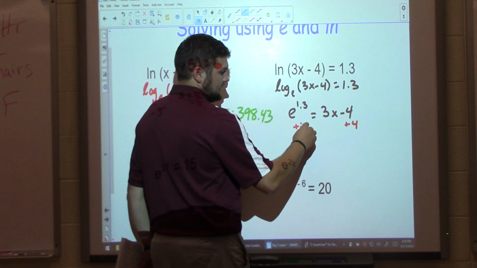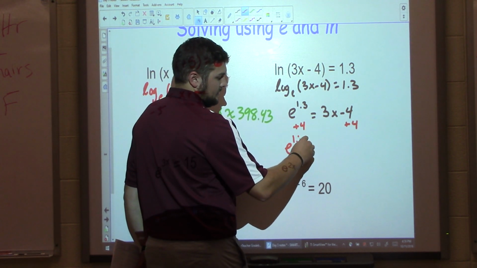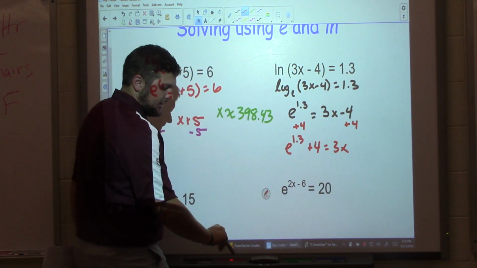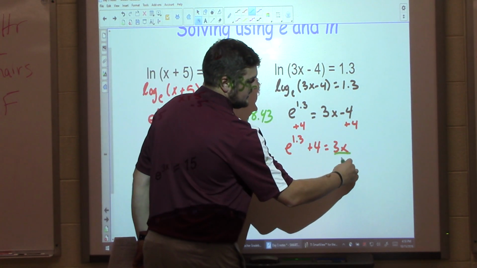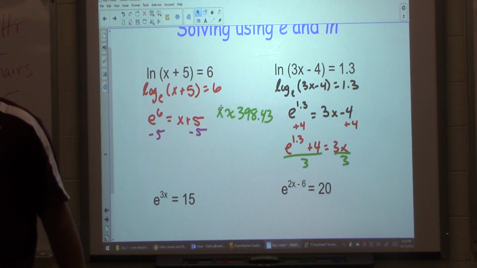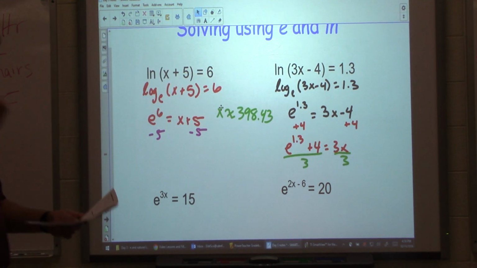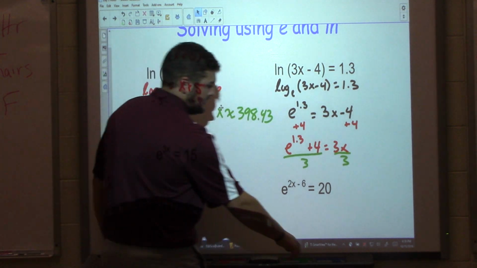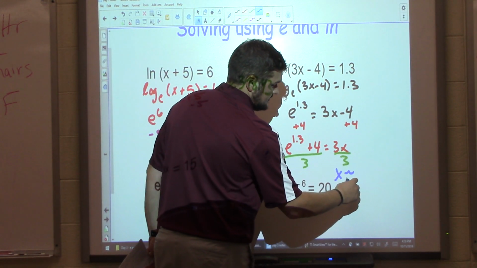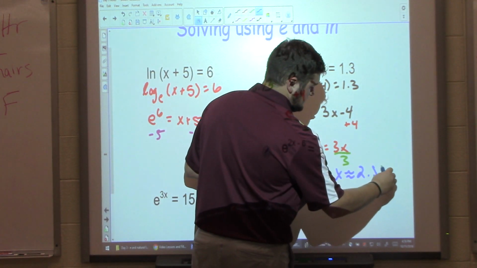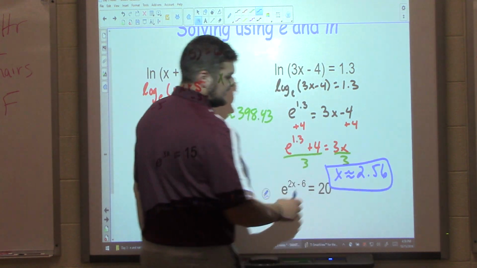Add 4 to both sides. e to the 1.3 power plus 4 equals 3x. Then I can divide by 3 on both sides. So in your calculator, put e to the 1.3 power, enter, plus 4, enter, divide by 3, enter. We should get x is approximately 2.56.